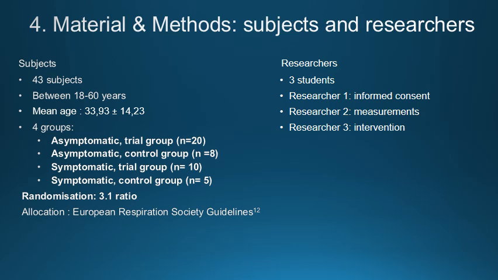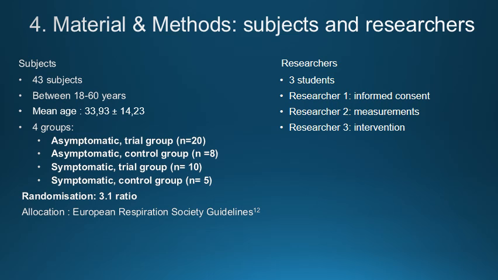Group 1 included asymptomatic subjects who received OMT. Group 2 included asymptomatic subjects who received sham therapy. Group 3 included symptomatic subjects who received OMT. Group 4 included symptomatic subjects who received sham therapy.